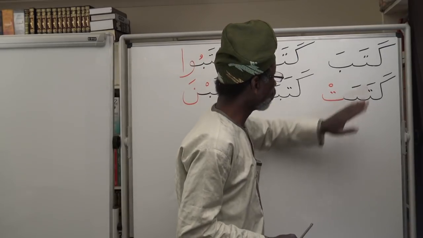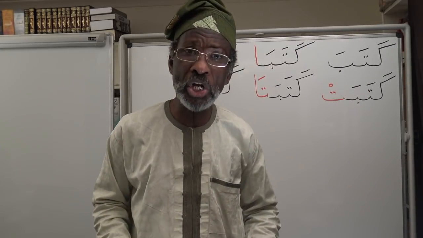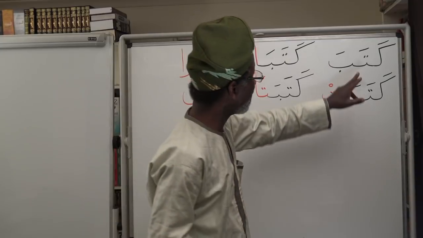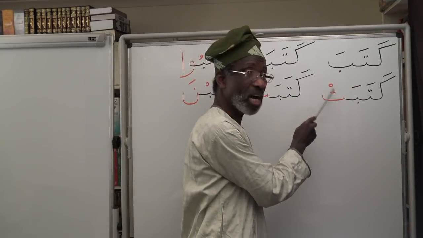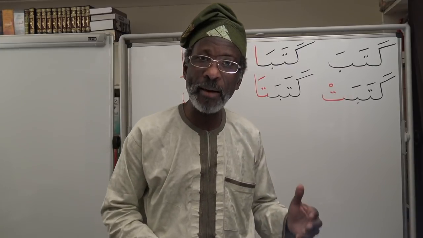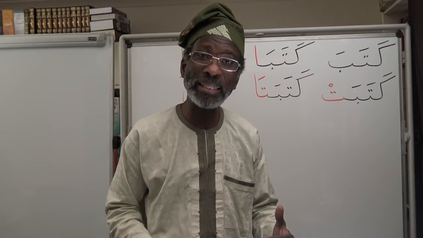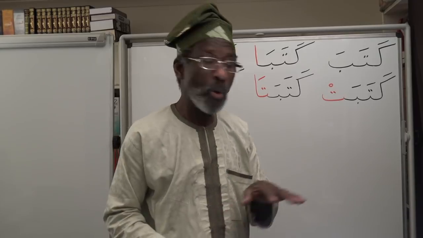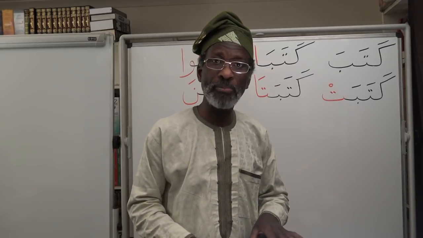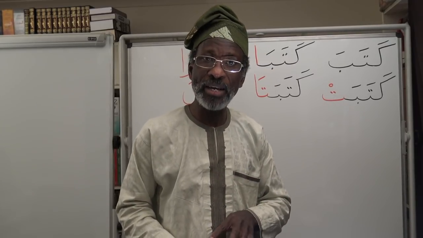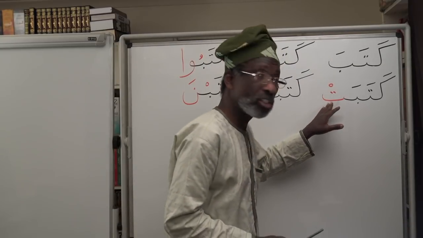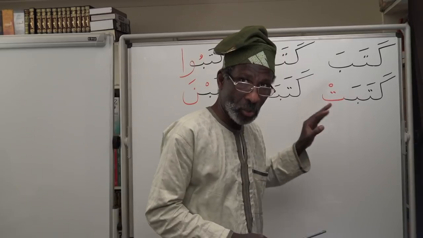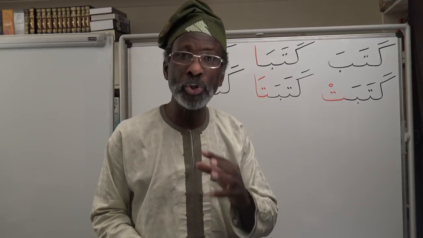Now, he wrote, how do you say she wrote? So she wrote, you leave the kataba as it is, you just add this ta with sukun. So kataba becomes katabat. When you do that to any verb, if I give you any verb in the form of he did, you just make that change, you add this t to it, and it automatically becomes she did.